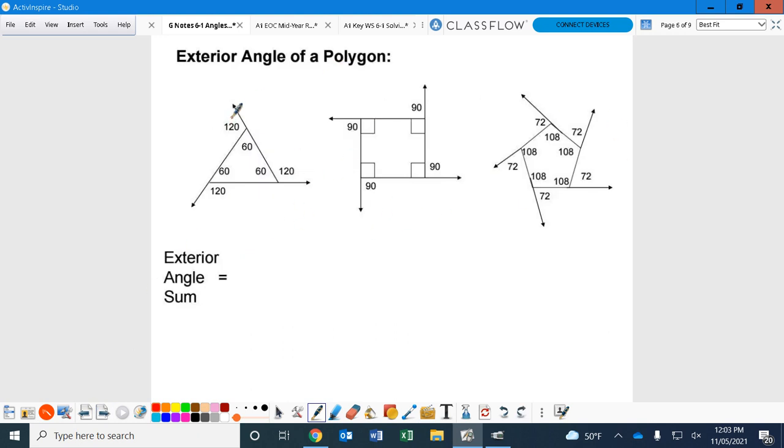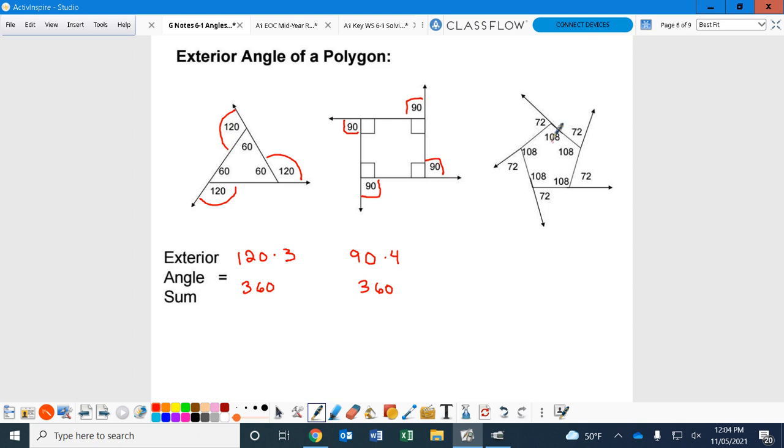Guys, look right here. I've got 3 exterior angles on any triangle. Okay? Each one of those exterior angles is 120, and there are 3 of them. What's 120 times 3? 360. Okay, then on this square, you're going to have 4 right angles on the outside here. So on these 4 right angles, each one of them is 90, and there are 4 of them. And what's 90 times 4?